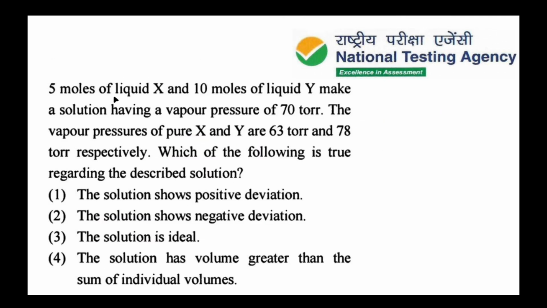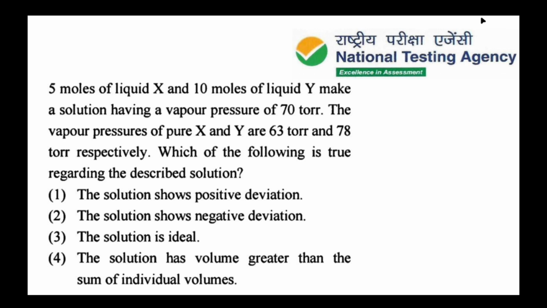The next question is: 5 moles of liquid X and 10 moles of liquid Y make a solution having a vapor pressure of 70 bar. The vapor pressures of pure X and Y are 63 bar and 78 bar respectively. Which of the following is true regarding the described solution?